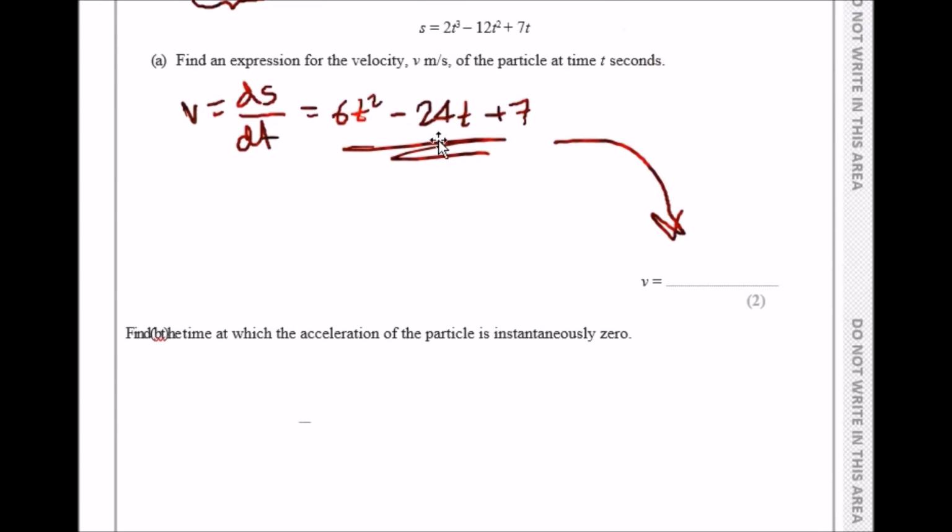Cool. Now, find the time at which the acceleration of the particle is instantaneously 0. Okay, let me double check that in the PDF. Yeah, I think that's just a little mistake. Let me correct it. Okay, so now we go find acceleration.